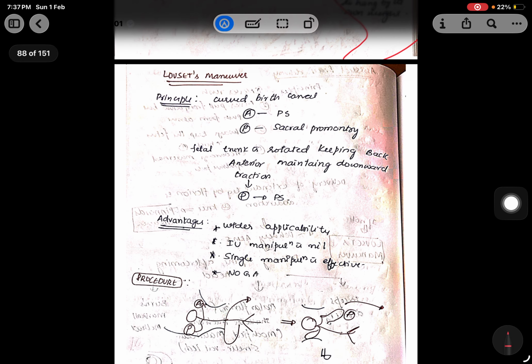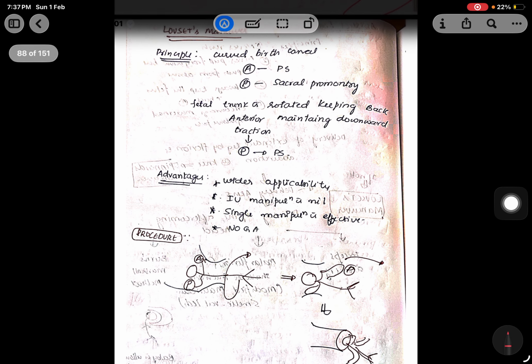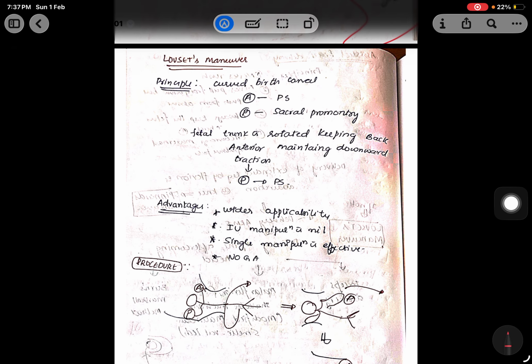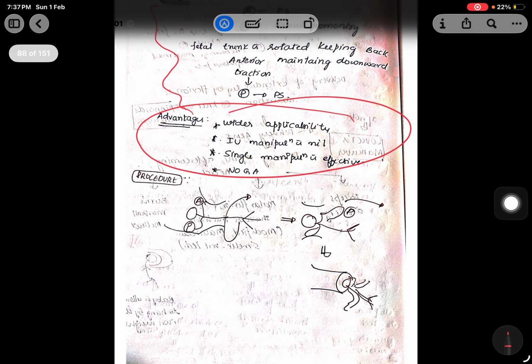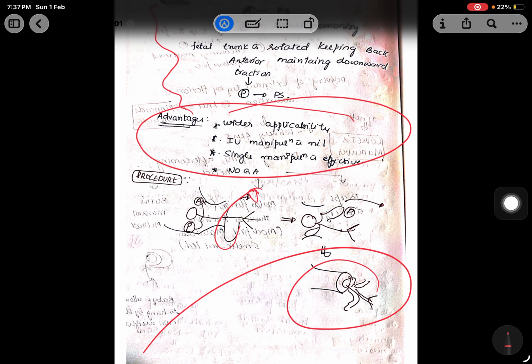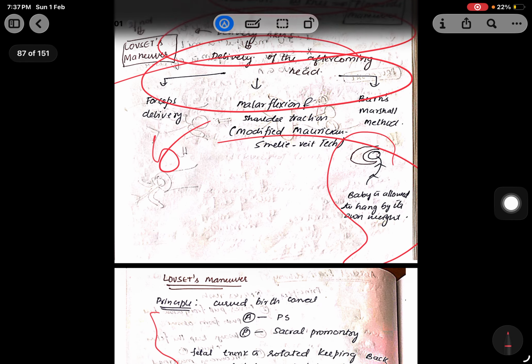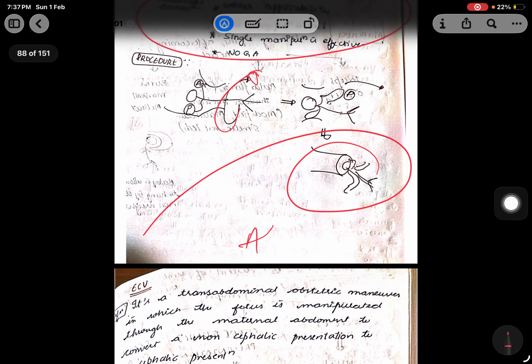Okay, this is one of the maneuvers which is used to deliver the baby itself during a breech delivery. So these are the principles, these are the advantages, and this is the procedure. See, first we'll rotate one part of the shoulder, 1/8 of it. Then again you will try extracting the posterior shoulder first. Then you will let the baby lean back. Again the same technique, that is the Burns Marshall method, so that is one of the ways of delivering the after-coming head.